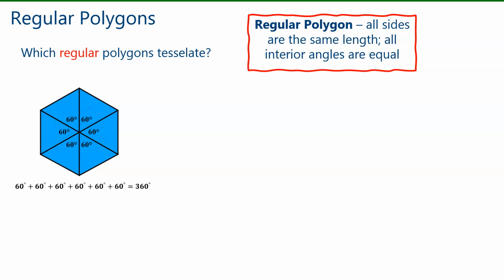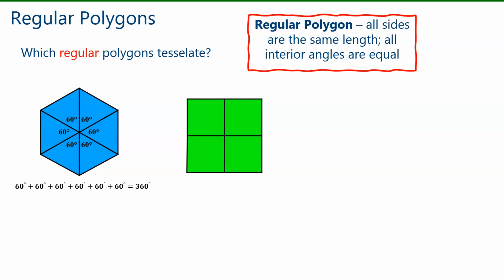Next, let's look at a square. Does a square tessellate? A square is a regular polygon as well because all 4 sides are the same length and all the angles are 90 degrees. A square does tessellate. And once again, if we look at the middle where the 4 shapes intersect, we know that the angles in a square are all 90 degrees. So where these 4 vertices meet adds up to 360 degrees.